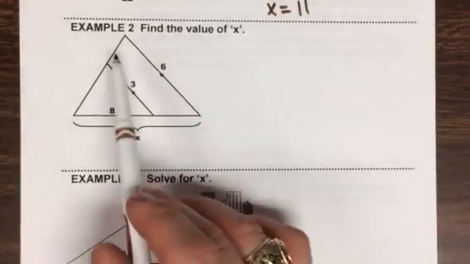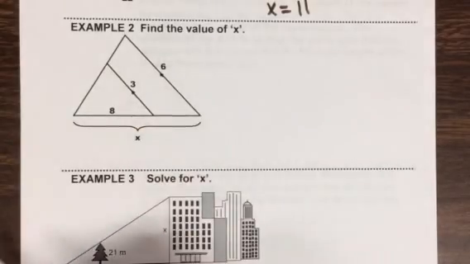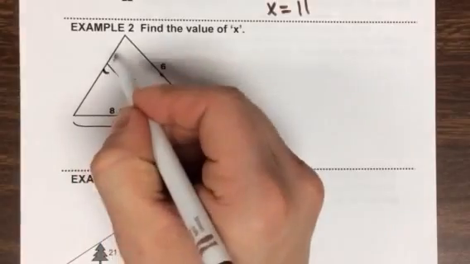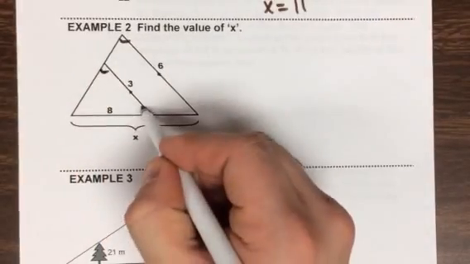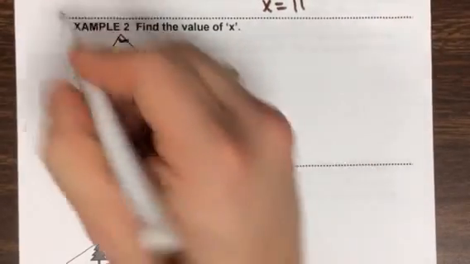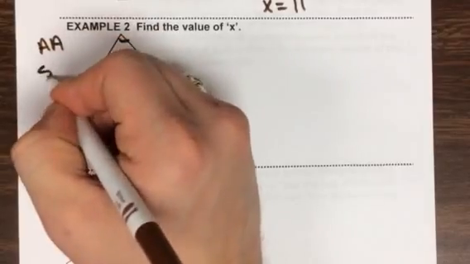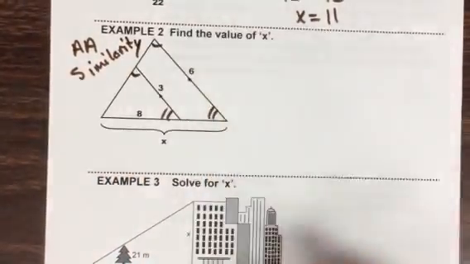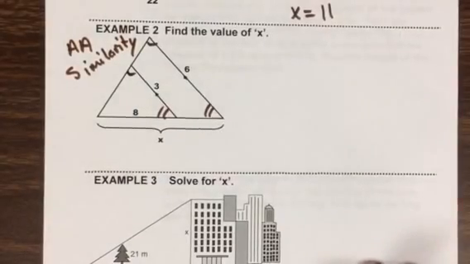Looking at example number 2. Find the value of x. So here, parallel lines, okay, tells us these are corresponding angles. Tells us these are corresponding angles. So again, by angle similarity, I can now tell that my sides are proportional.